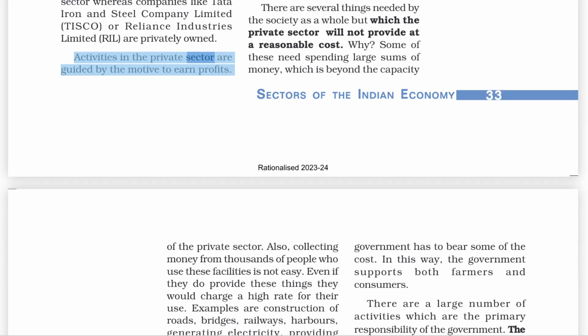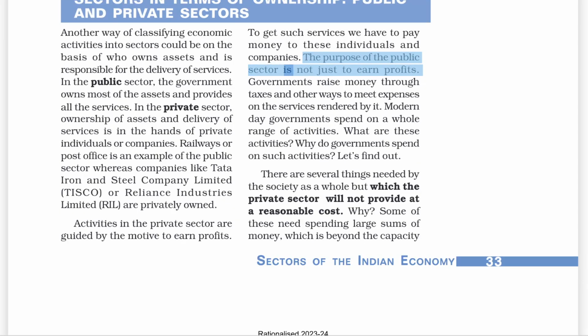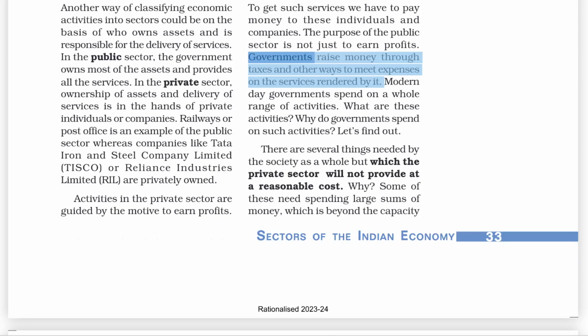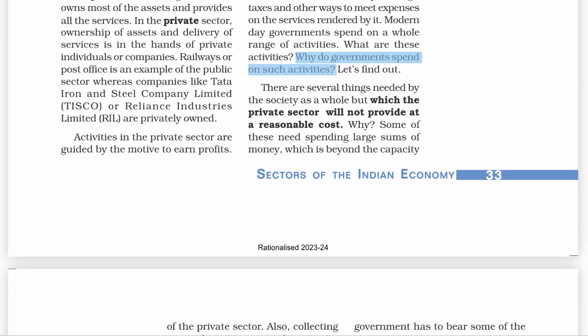Activities in the private sector are guided by the motive to earn profits. To get such services, we have to pay money to these individuals and companies. The purpose of the public sector is not just to earn profits. Governments raise money through taxes and other ways to meet expenses on the services rendered by it. Modern-day governments spend on a whole range of activities. What are these activities? Why do governments spend on such activities?